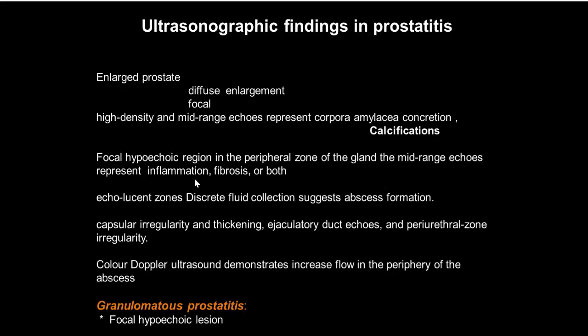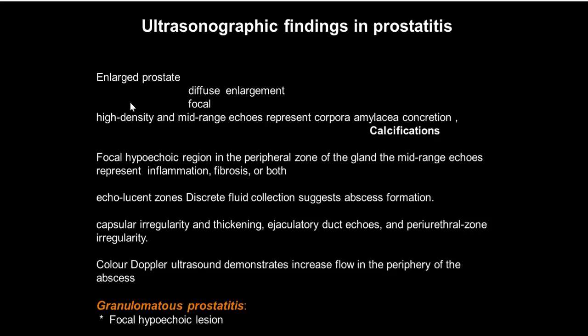So we have different echoes in ultrasound in prostatitis, either high density or hypodensity or mid-range echoes or echolucent areas. Other signs include capsular irregularity and thickening, ejaculatory duct echoes, periurethral zone irregularity. Color Doppler ultrasound demonstrates increased flow in the periphery of the abscess. Granulomatous prostatitis presents as a focal hypoechoic lesion.